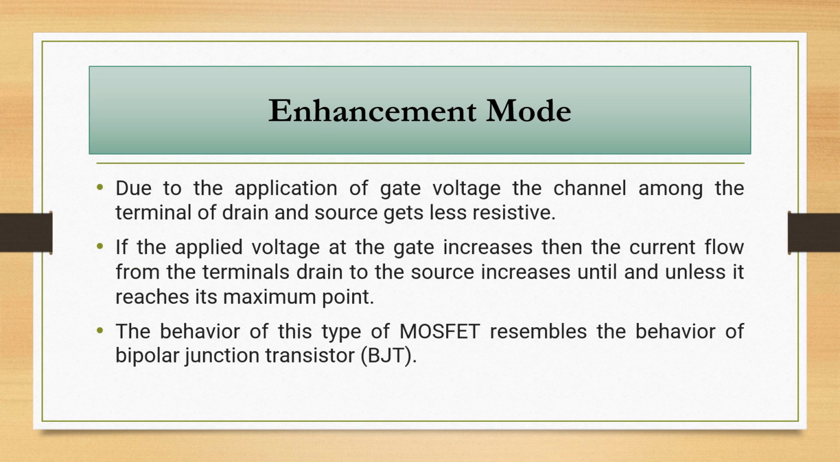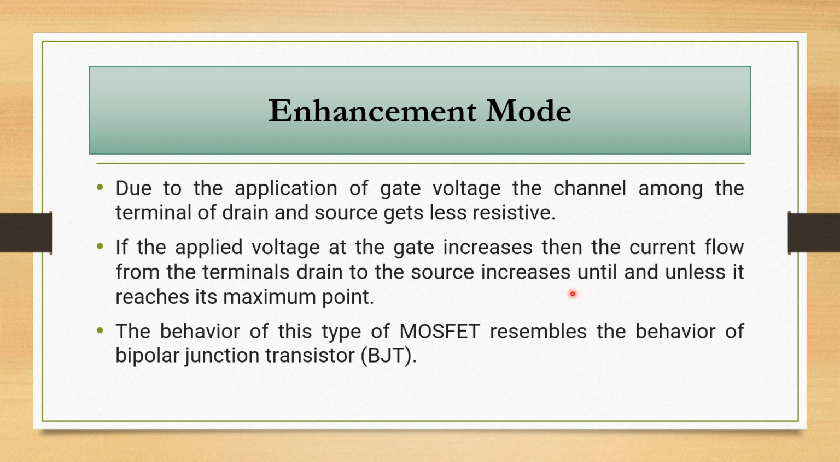Now assume that we are not applying any voltage across the terminals. Your MOSFET will be in the off condition. Now when you are giving voltage to the gate terminal, the channel between the source and the drain will be less resistive. So as we increase the voltage in the gate, the current flow from drain to source will increase until it reaches the maximum point.